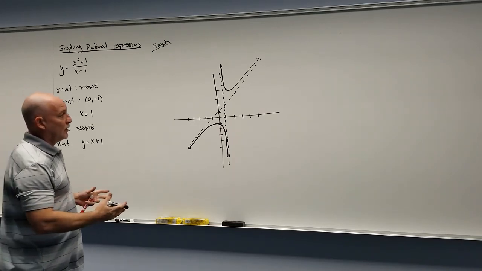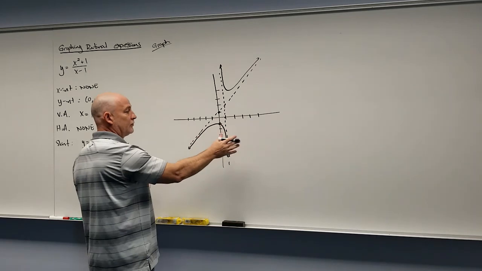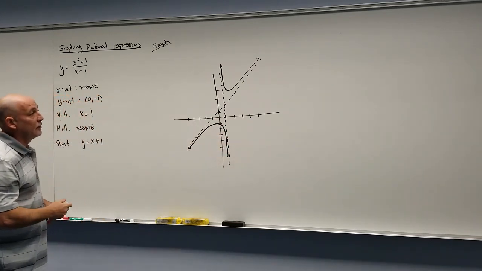And again, if you couldn't figure out what it looked like in either region, you can just pick points from each side, plug it in so you can figure out what the shape looks like.